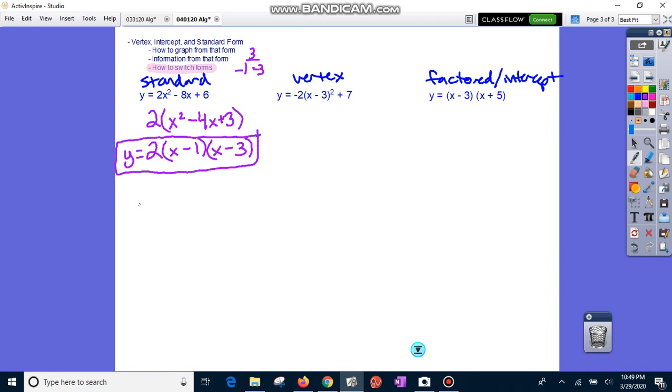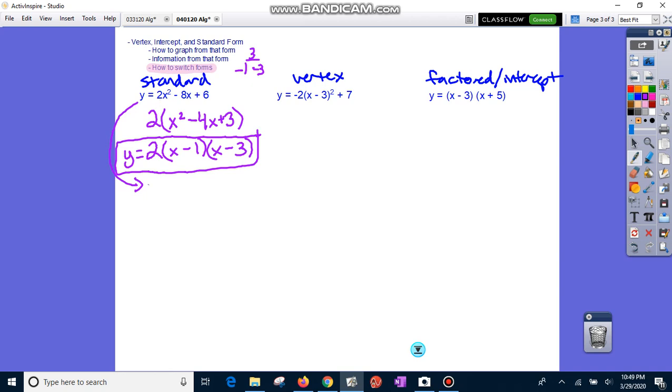Okay. And then I can change to vertex form by completing the square. I'm coming all the way back to my standard form and I'm completing the square with this. Now this one's a little bit tricky and I'm going to show you completing the square here. I'll show you completing the square in the factored form without a number in front, but I am going to give you this idea so that you have it and you know what you can do.